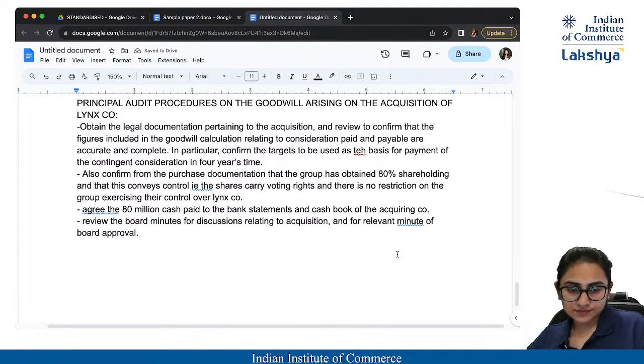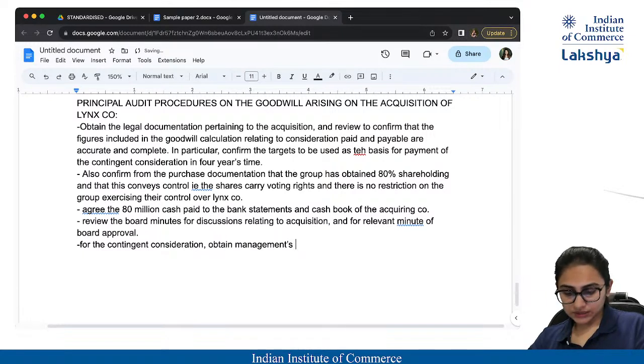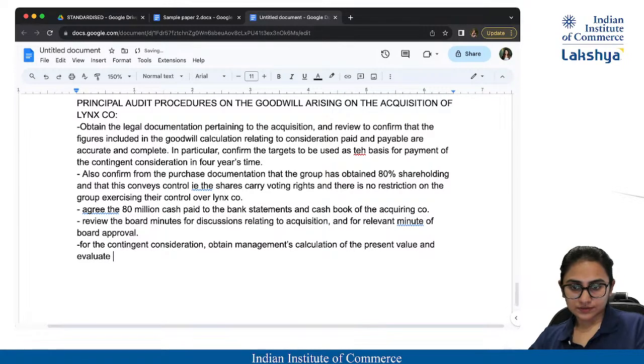Then what else? For the contingent consideration, obtain management's calculation of the present value and evaluate assumptions used in the calculation.